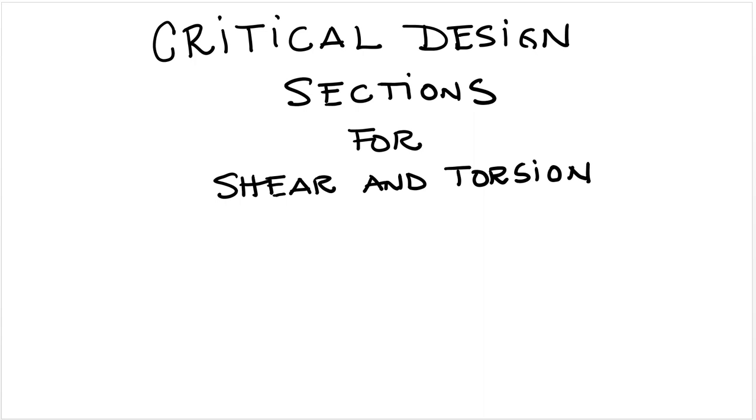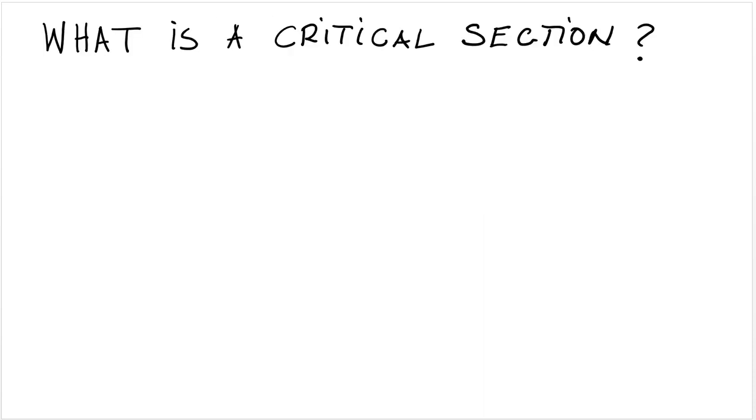In this lecture, I'm going to talk about critical design sections for shear and torsion. So the first question is, what is a critical section in a structural member? A critical section is the section at which the load effect is maximum.